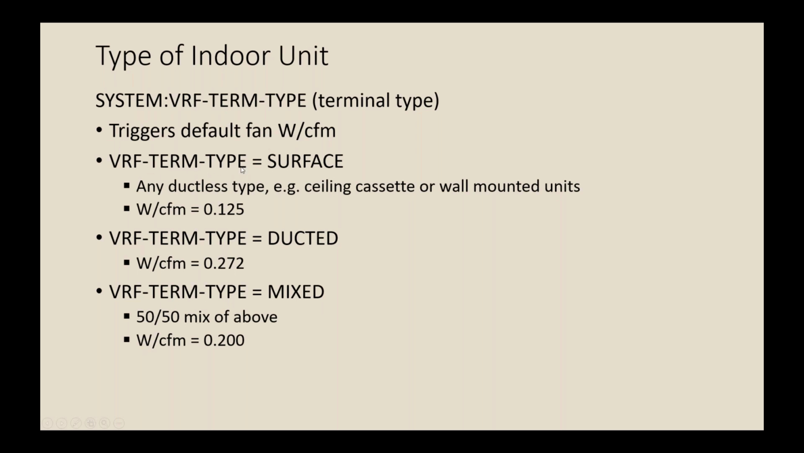So for example, if I choose a terminal type to be surface, that's the surface mounted type, which is basically ducted, and the default value is 0.125, which is a little bit higher than what I showed in the previous slide of 0.1. But that's the way the default is set up in the program.